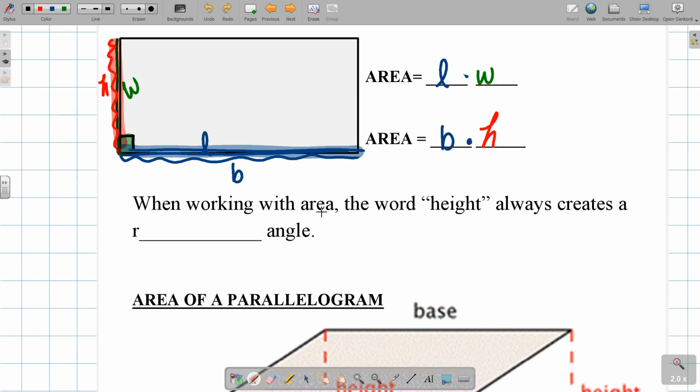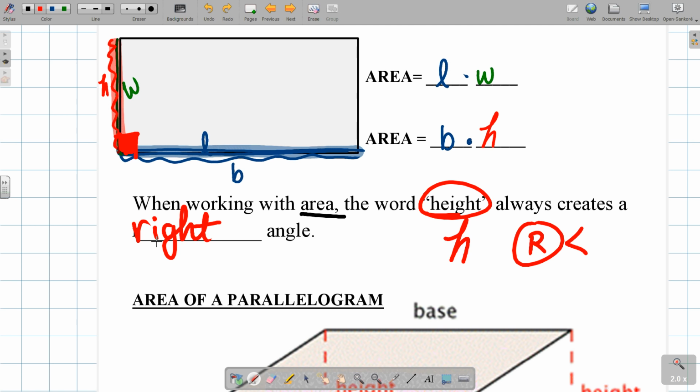So when we're working with area, when we see the word height, it always creates a right angle, which hints at some point there'll be right triangles as well. So whenever you see height, know that there's going to be a right angle there somewhere.